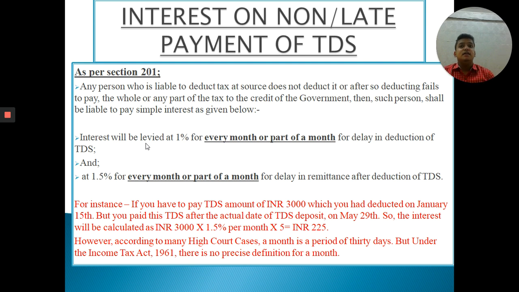Many high court cases have said that a month is a period of 30 days, but under the Income Tax Act, a day is counted as a month. That is, there is no precise definition of a month given in the Income Tax Act. Therefore, 1% will be leviable as interest on the amount of TDS if we fail to deduct the TDS amount, and 1.5% per month or part of the month if we deduct the TDS amount but we fail to deposit it in the government treasury, my friends.